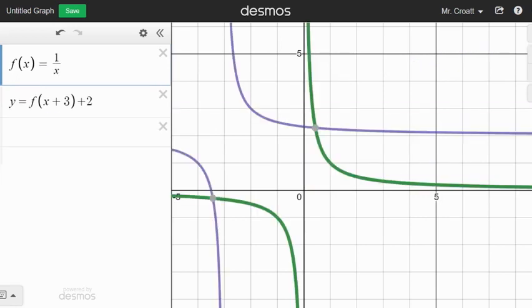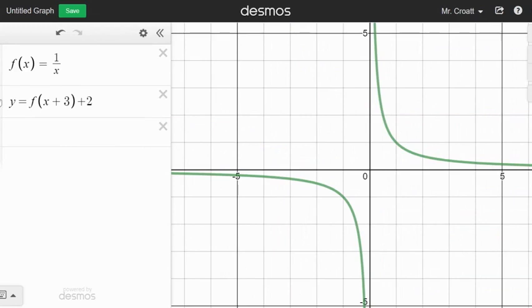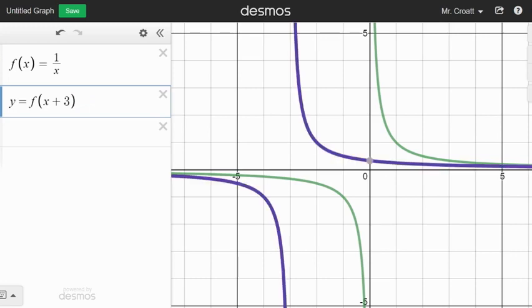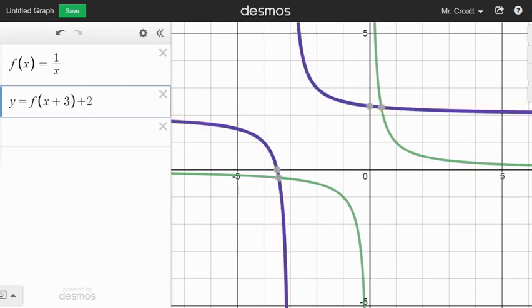I'll switch over to the 1 over x. This one gets a little bit more complicated. I'll maybe turn off the image. We've got the original function. We've got our vertical asymptote, our horizontal asymptotes at the x and y axis. And then let's maybe just do these things one at a time. If I do f of x plus 3, replacing the x with an x plus 3, it's moving it to the left by 3. And then when I add 2 on the outside, that moves that graph up by 2.